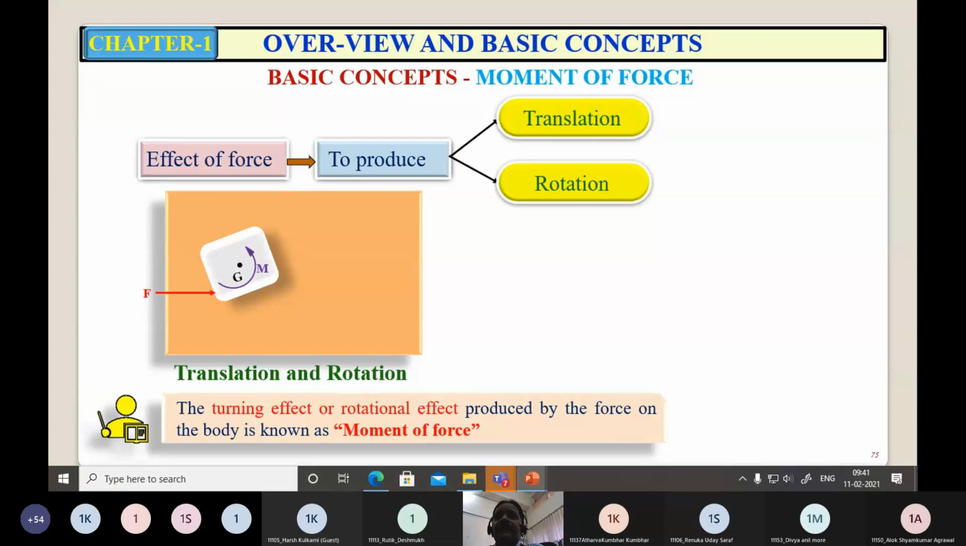Is it clear? That rotational effect produced by the force is known as moment of force. Because of that moment of force only, you are able to rotate the door.